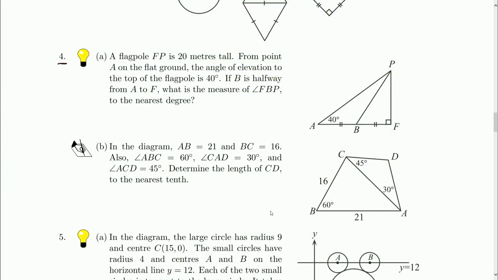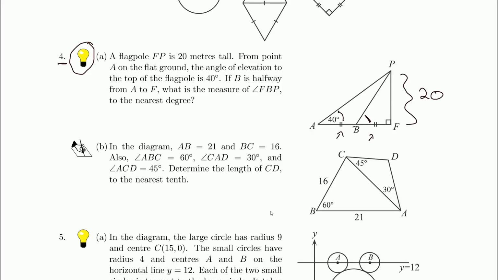Part A here, we just have a light bulb question, so we just need the final answer. A flagpole, FP, is 20 meters tall. From the point A on the flat ground, the angle of elevation to the top of the flagpole is 40 degrees. If B is halfway from A to F, which they have marked here, what is the measure of angle FBP, so this angle right here, to the nearest degree? Now they're saying the nearest degree, I'm immediately reaching for my calculator. I'm expecting to approximate something.